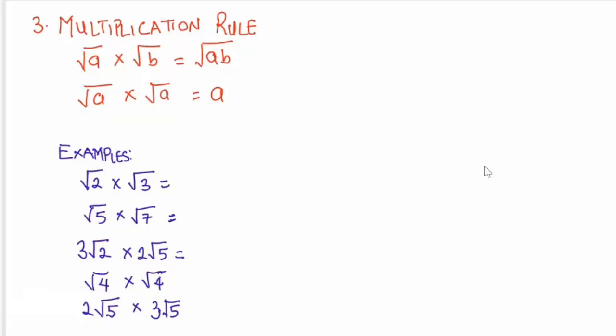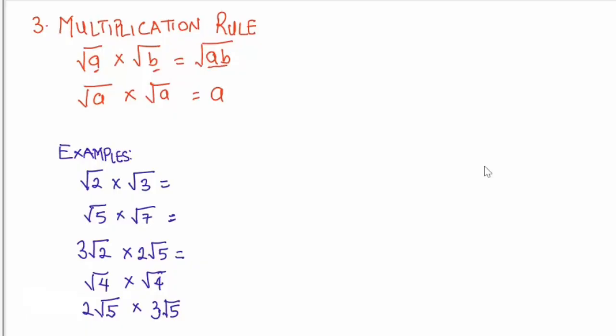But in the case of the multiplication rule, you can multiply if they are similar or if they are different. Now, there's no obstruction to the multiplication rule. If we look at root a times root b, we can multiply a times b to give us what we have here as root ab.